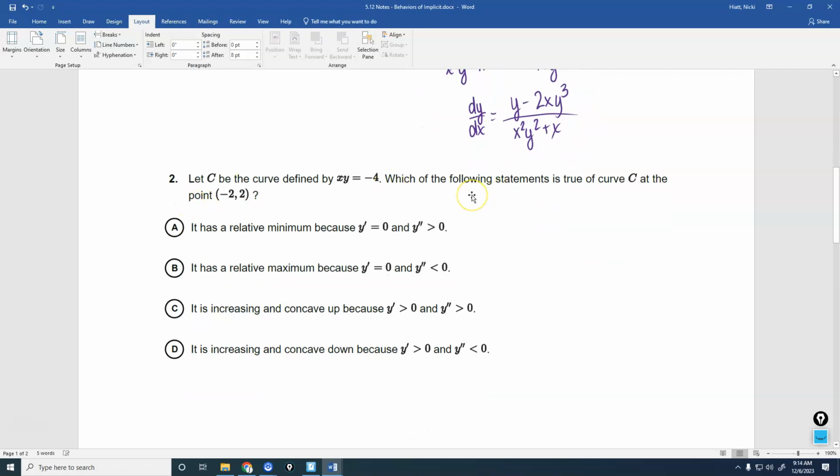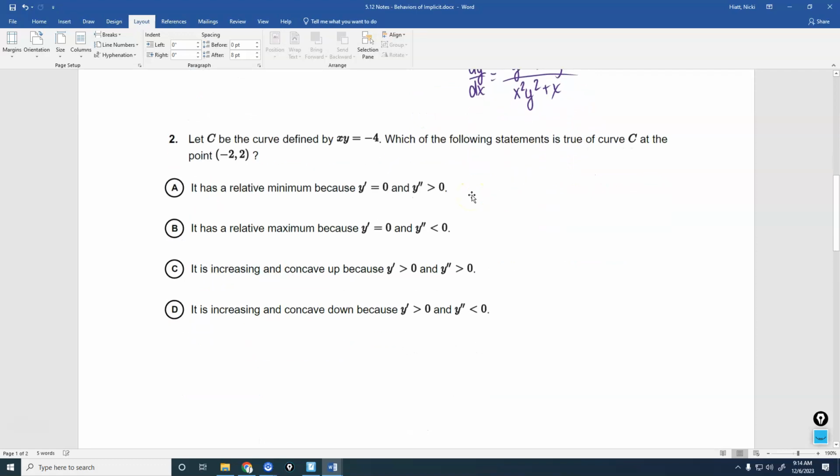Okay, so let's look at the type of problem that fits in this section. C is the curve defined by xy equals -4. Which of the following statements is true of curve C at the point (-2, 2)?